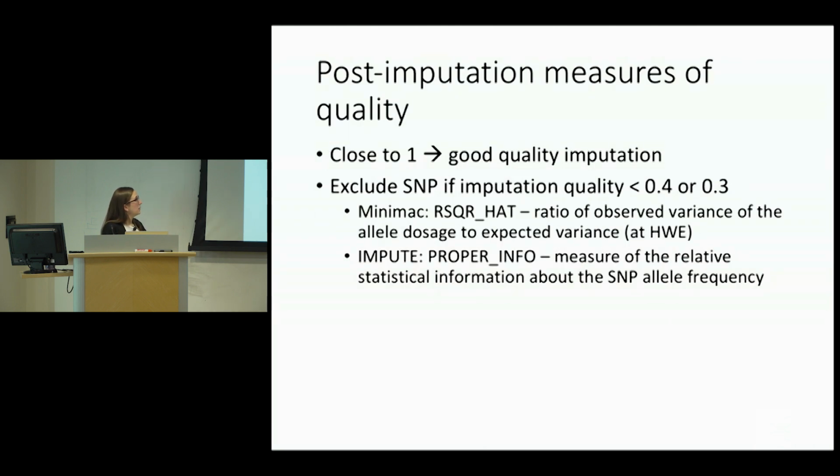Okay. Also on imputation, you get a quality measure of your imputation. For each SNP that's imputed, you get how well it's been imputed. These quality measures are slightly different depending on which software you're using, but a value close to 1 indicates good quality of the SNP. And typically SNPs are excluded if they have low imputation quality, so less than 0.4 or 0.3, meaning that the algorithm that was used didn't quite impute that SNP well.